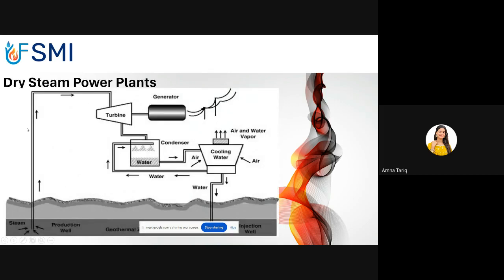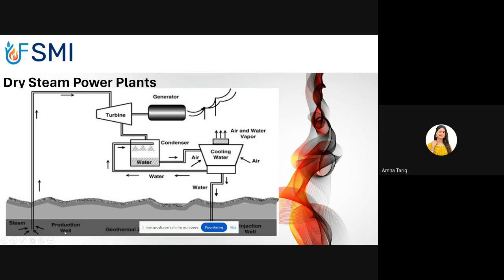Okay, so this is a dry steam power plant. With the help of this diagram, we understand the parts included in the dry steam power plants and what the working process of dry steam plants is, and with the help of these power plants we can generate electricity. Okay, so first we see this is a production well.